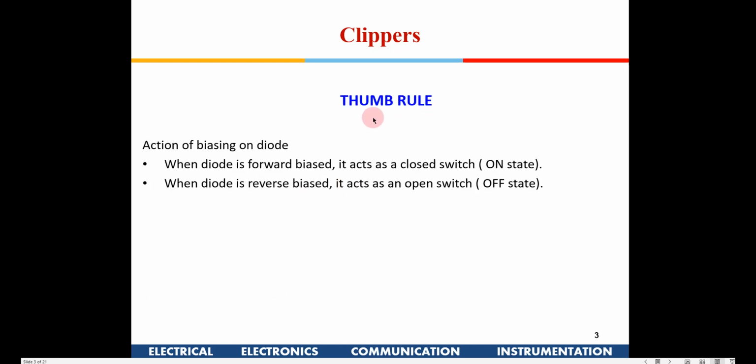So the thumb rule for analyzing or designing any clipper circuit is that the diode can be either forward biased or reverse biased in these circuits. Whenever it is forward biased, we will assume that it acts like a closed switch, and when the diode is reverse biased, we will assume that it works as an open switch. If you use these two rules, then we will be able to analyze all the clipper circuits.